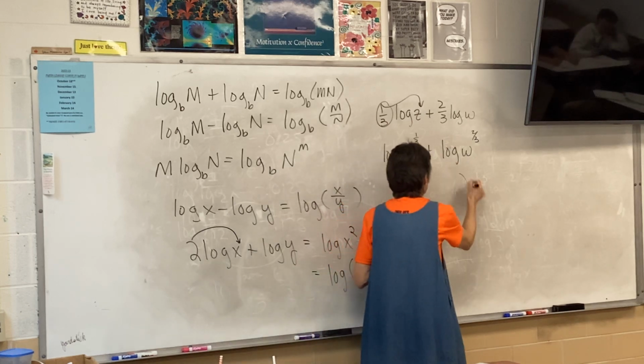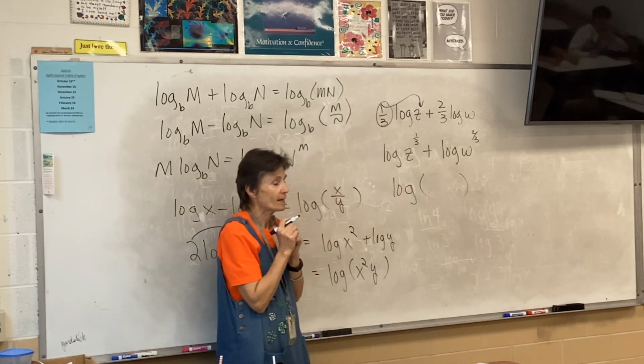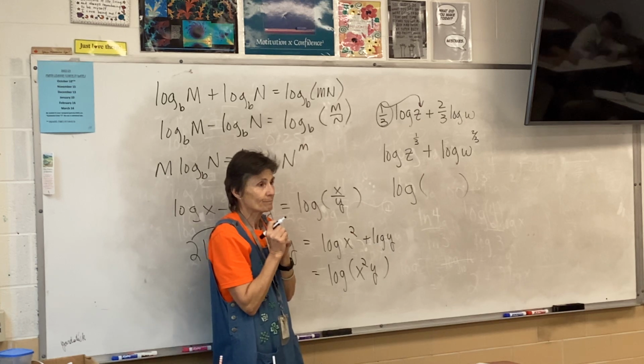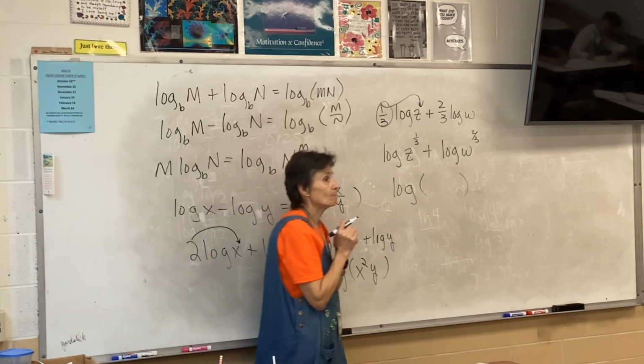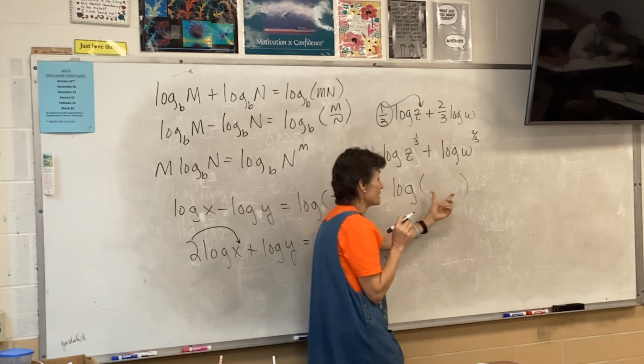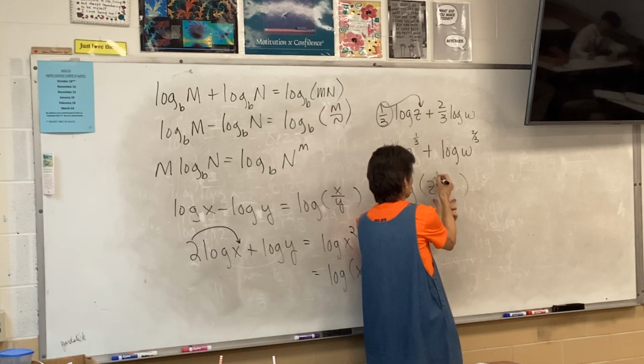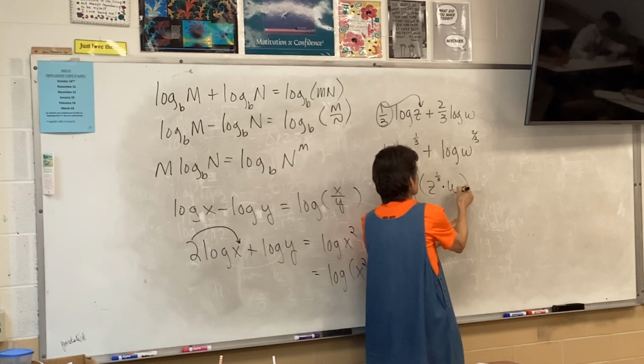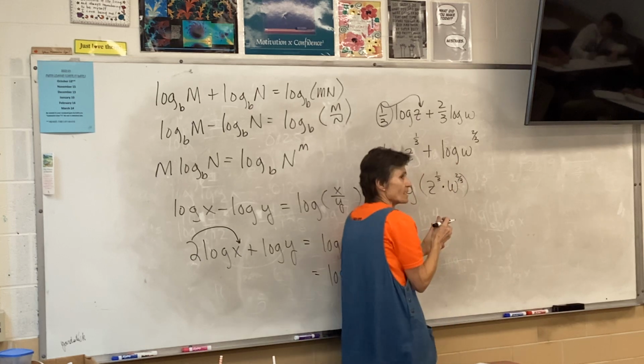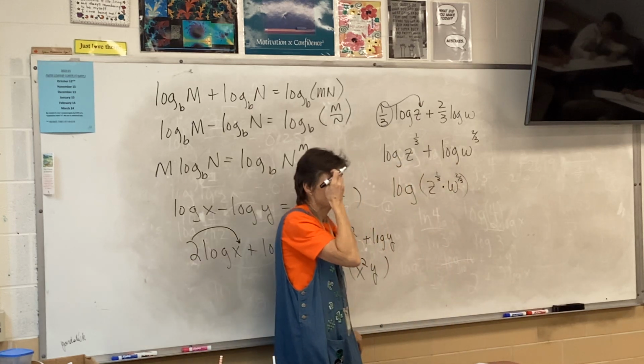Now I can put them together, and how do they go together? Log Z to the 1/3. What goes in here? Z to the 1/3, and then times W to the 2/3, and you don't really need the times sign in there. I just put it in there.